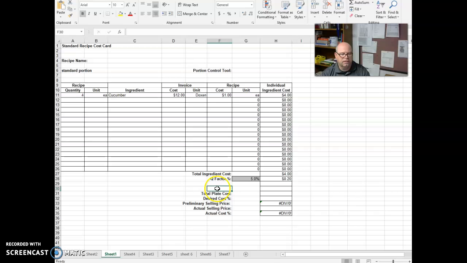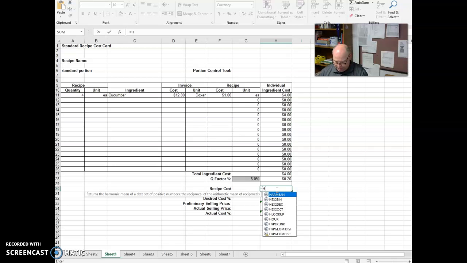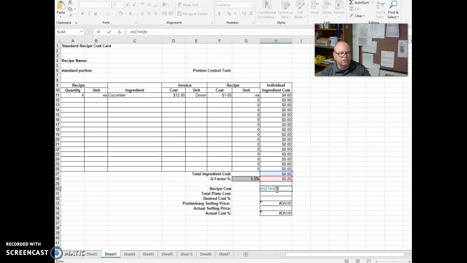So above where it says total plate cost, we're going to click on that and put in recipe cost. Then we come over to this cell right here, which is H30, and I'm going to put in equals capital H27 plus H28. What that's going to do is add these two lines together to give me the total recipe cost. It's going to sum up to 420.